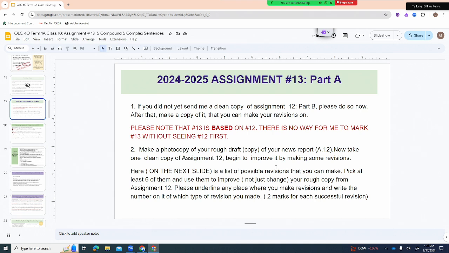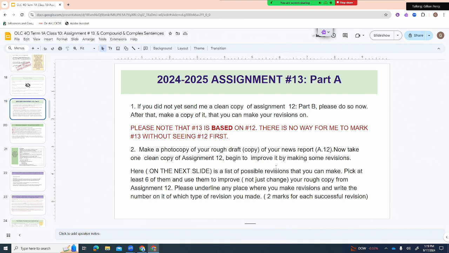If you didn't do assignment 12, you need to stop, go back, and finish assignment 12 first. There is no way for me to mark assignment 13 without seeing assignment 12 because I'm comparing the two. Without the first assignment, I can't compare all your changes, okay? Now, once you've sent that to me, and you've got one copy for yourself and one copy is sent to me, on the copy that's for yourself, you can begin to make some revisions, okay?